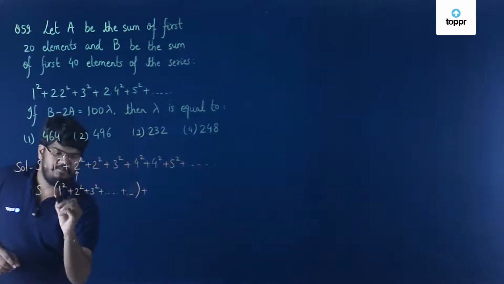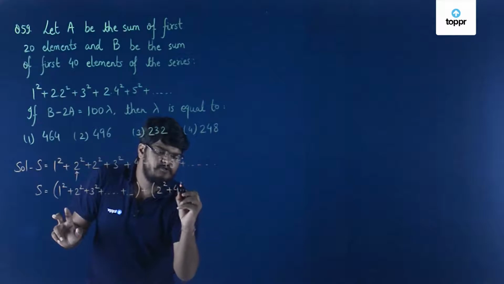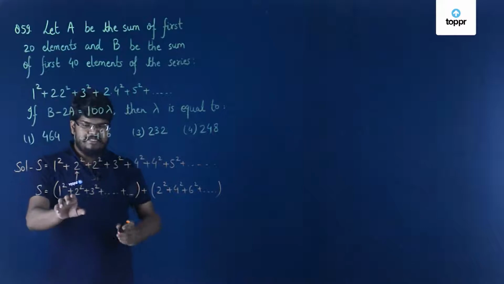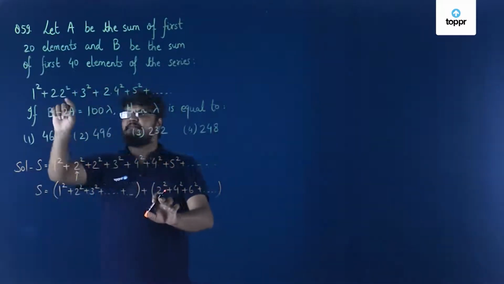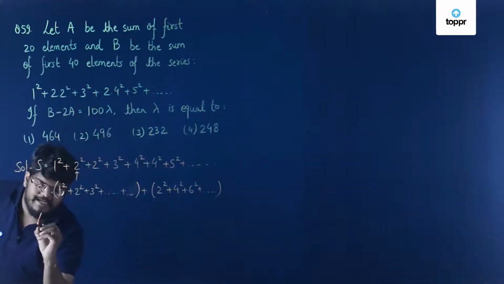Let's say this is one part of our series and the other one is plus 2 square plus 4 square plus 6 square and on and on. So now the point is 2 square and 2 square will give us 2 times 2 square. So we are pretty much sorted. So let us now find the value of A.